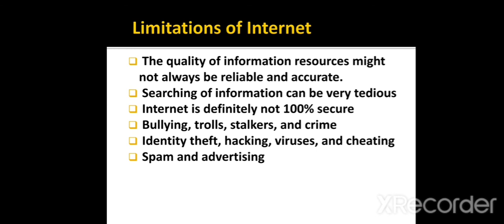Then the internet is definitely not 100% secure. Yes, basically we cannot neglect things like identity theft, a PC being compromised by a hacker, or an email account being compromised. So the internet is not 100% secure. Anything can happen. Maybe your ID can be hacked, maybe your identity can be taken, other mishappenings can take place. For example, bullying, trolls, stalkers and crime all happen on the internet, on social networking sites. Identity theft, hacking the computers, hacking your websites, viruses, cheating, these are all limitations. These are all the things which are happening and which give us a negative point of the internet.